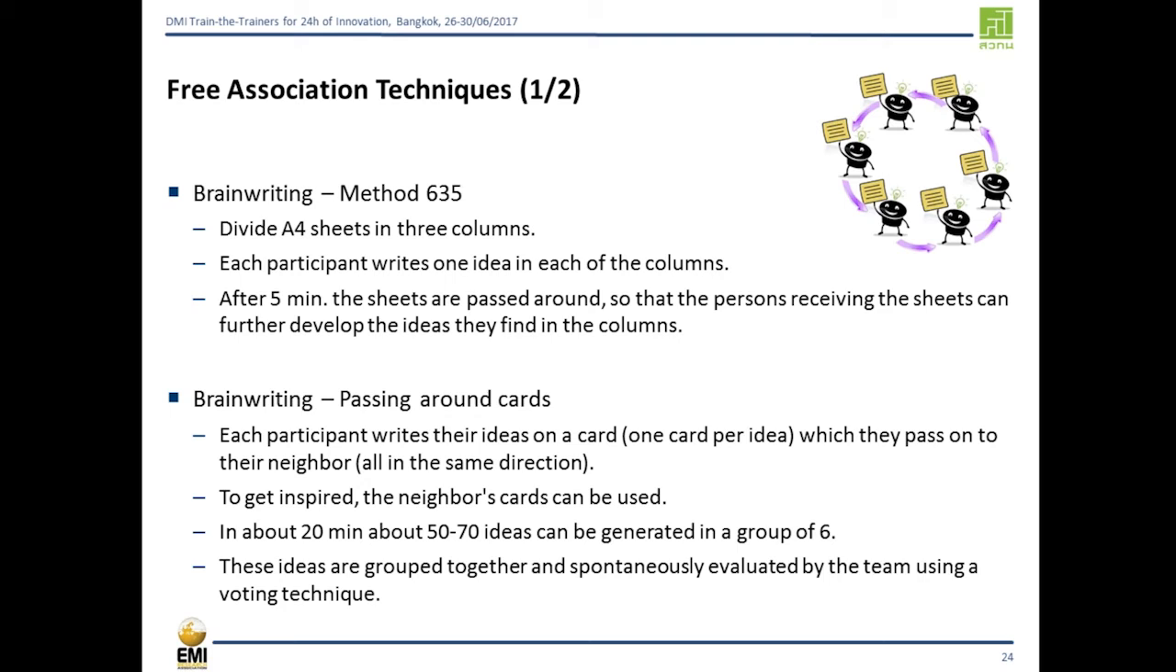And if it's less, then you typically lack this diversity that you need. So it's a good size for students, whereas I always try to keep my teams in the range of 5, 6 maximum, in order to be productive. And these ideas are then grouped together and spontaneously evaluated by the team using a voting technique, which we'll also look at later on. Okay, so this is like brainstorming, but with a little systematic behind, and very easy to do. These two are really focused on generating a lot of ideas. You don't know if these ideas really make sense, but sometimes you just want to explode the number of ideas that you have given a particular challenge.